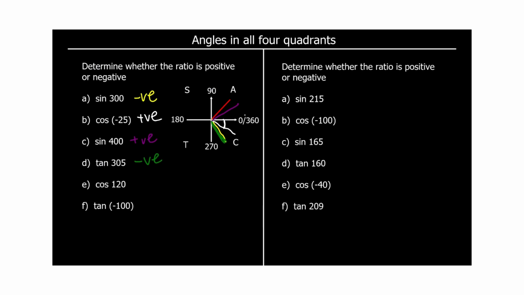Cos 120, 120 will be over here between 90 and 180. Sine is positive, so cos is negative. And tan minus 100, so that's minus 90, minus 100 is here. Tan is positive, so positive is the answer. Try these ones.